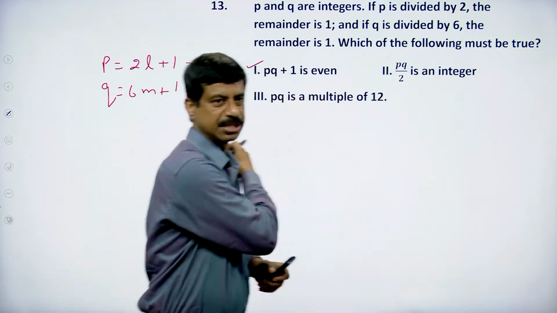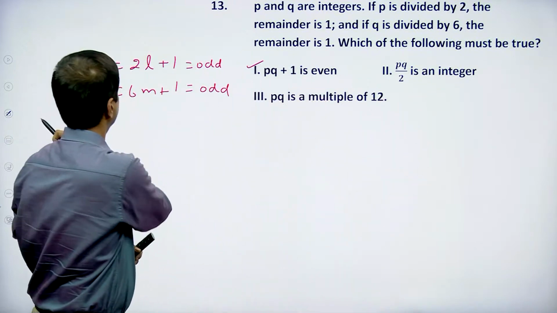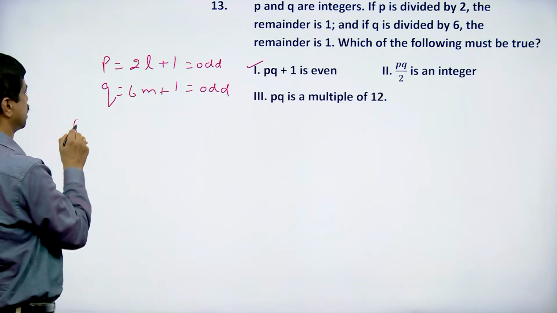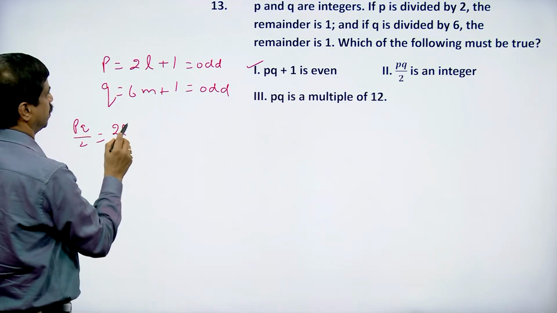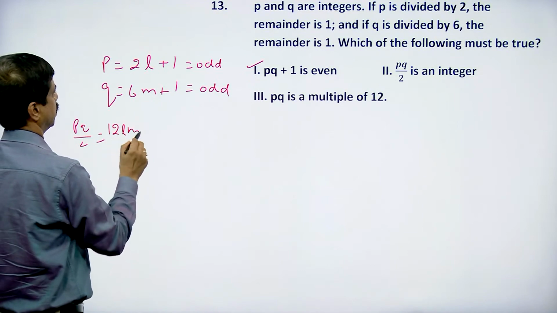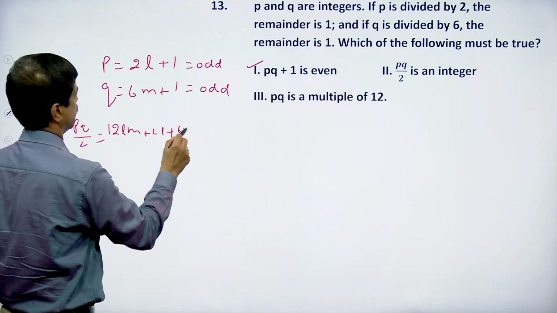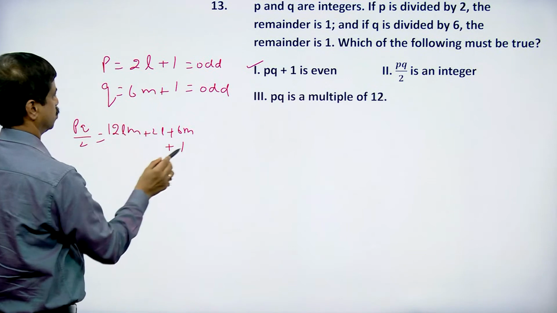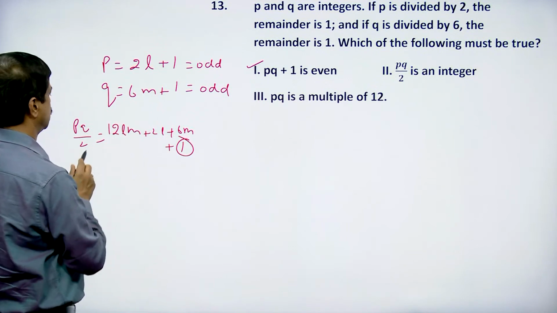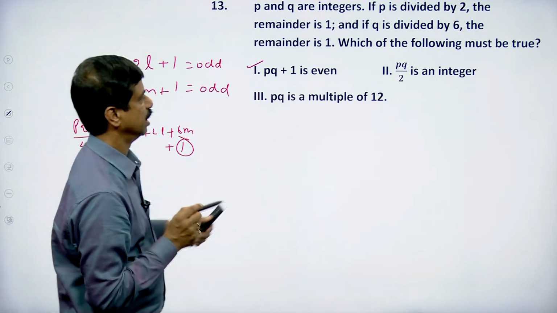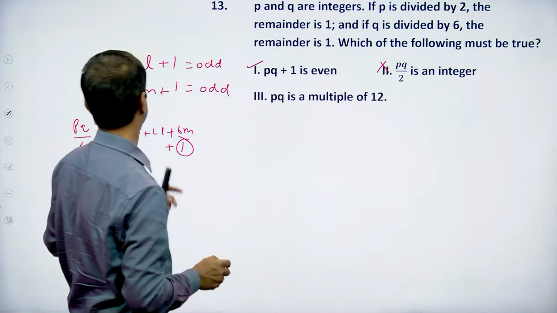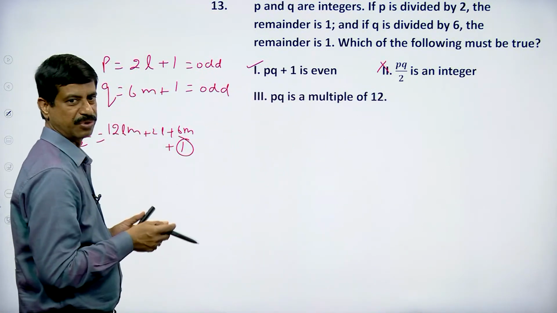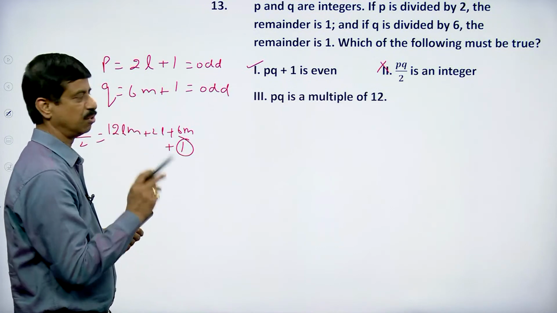PQ by 2 is an integer. So what does PQ by 2 mean? Take this into this: 2L plus 1 times 6M plus 1, that is 12LM plus 2L plus 6M plus 1. From here you cannot take 2 common. Therefore, it's not an integer. So that is ruled out. PQ is a multiple of 12. Not sure, so leave it.